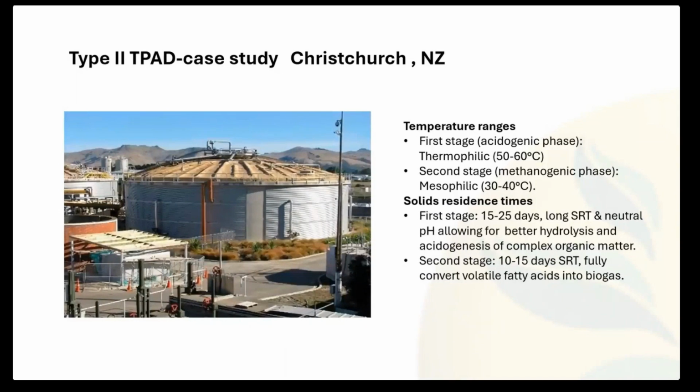Because of the configuration, we had in the first stage 15 to 25 days SRT, and therefore a neutral pH. The acid production was handled by thermophilic methane bacteria, and it gave us a much better yield of biogas. And the second stage was basically used to remove any residuals of degradable COD from the effluent from the first stage.